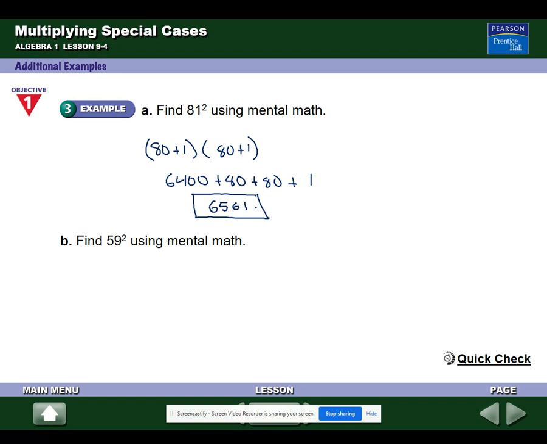Try something similar to 81 squared with 59 squared. Again, if you want to pause the video a sec, go ahead.